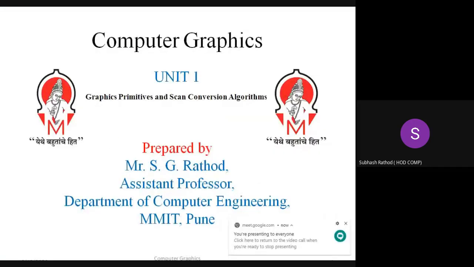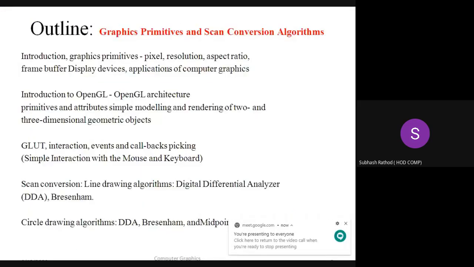Good morning. Last time we discussed the outline of the first unit. What we have learned last time: graphics primitive, pixel, resolution, aspect ratio, frame buffer, display devices, and applications of computer graphics. And today we are starting OpenGL.